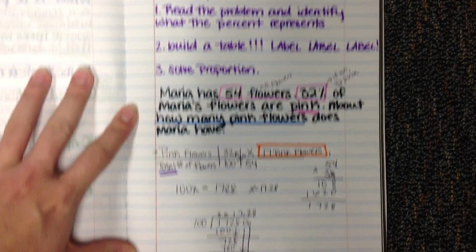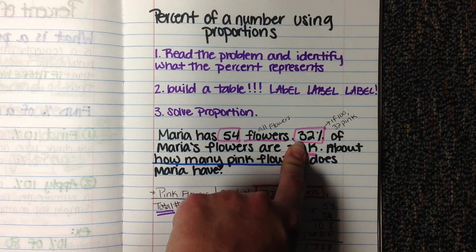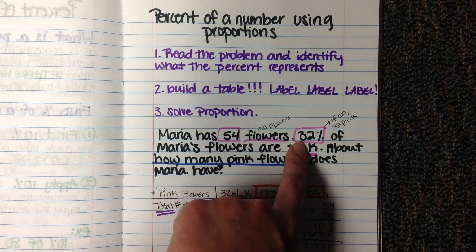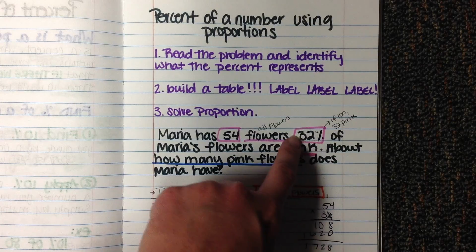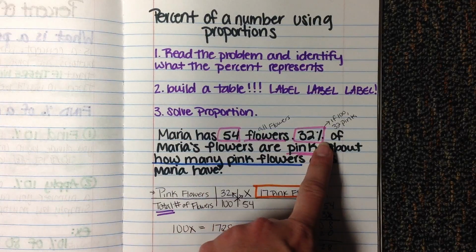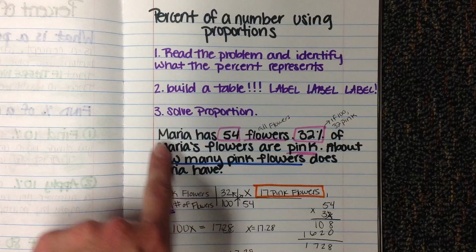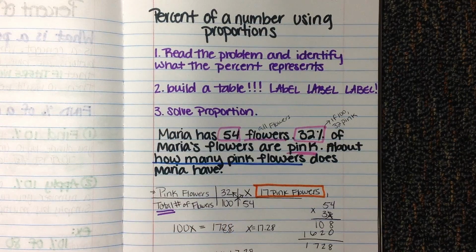Let's recap here. You read the problem and figure out what the percent means. The percent tells you two pieces of information. It tells you the total number of something, and it tells you a partial number. In this case, it tells me exactly how many were pink if there were 100 total. Then you need to build a table, find what you're looking for, and solve for it.